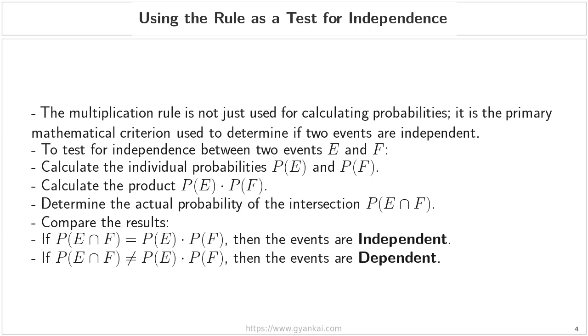If the probability of E intersection F is exactly equal to the probability of E multiplied by the probability of F, then you have mathematical proof that the events are independent. However, if the probability of E intersection F does not equal the product of E and F, then the events are dependent. We are going to see exactly how this works in practice in the next slide, with a real-world example involving a coin and a die.